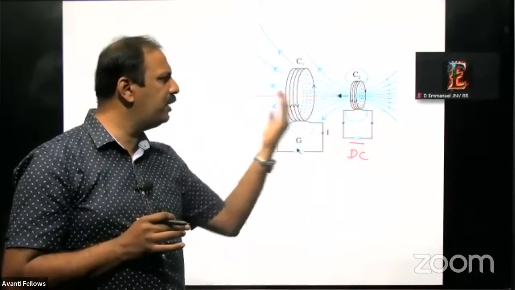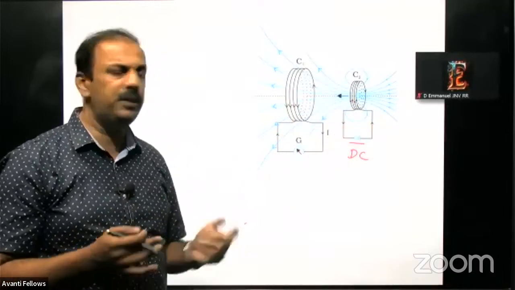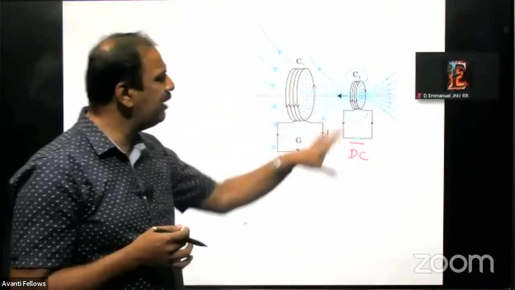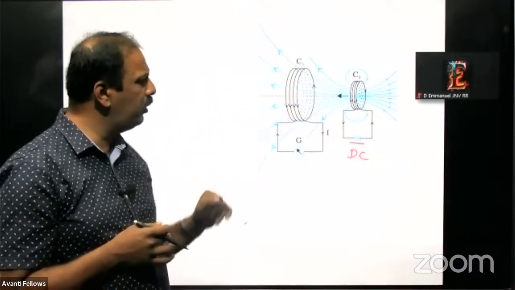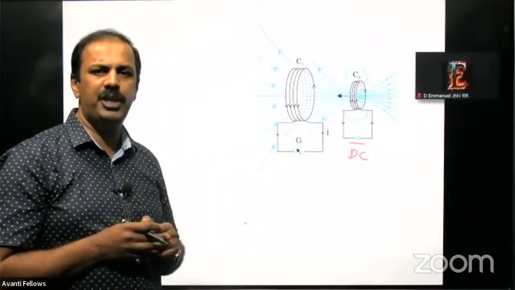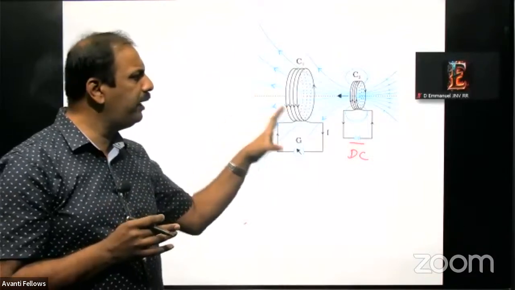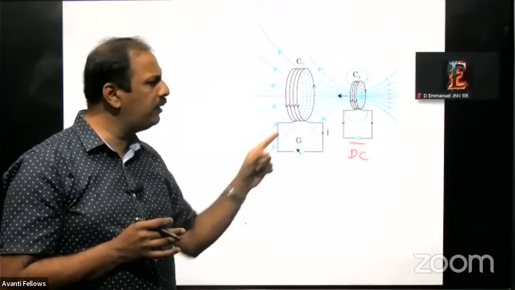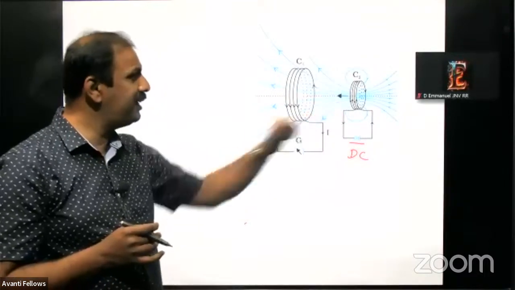So when you move toward this side, it will show a deflection. When you move towards the opposite side, it will show another deflection in the opposite side. So that's about the second part. The first part and second part are actually the same. In both cases, the important point is, it shows a deflection when there is a change in the magnetic field. That is very important. Magnetic field alone is not making any deflection here. It makes a deflection only when there is a change. Now, this is in the case of a DC connected here.